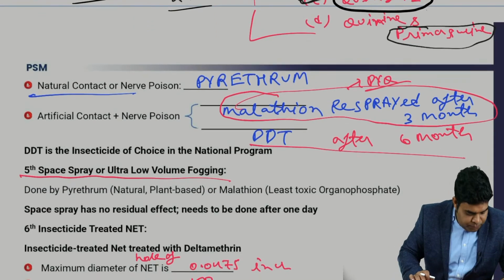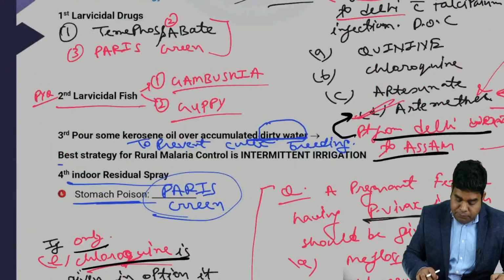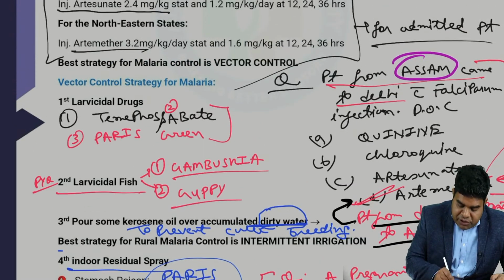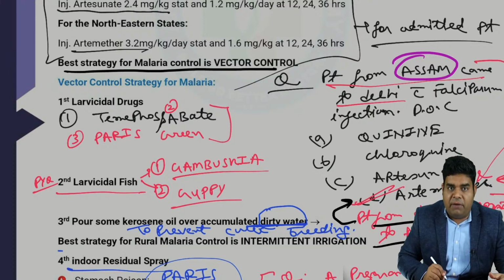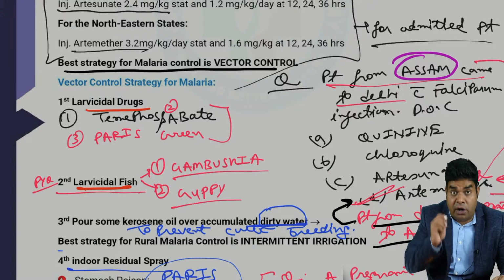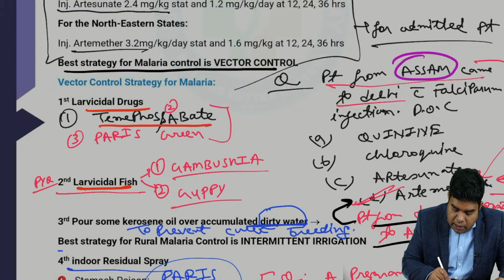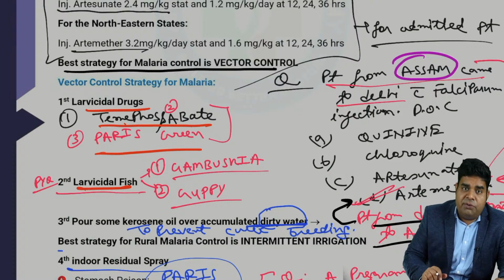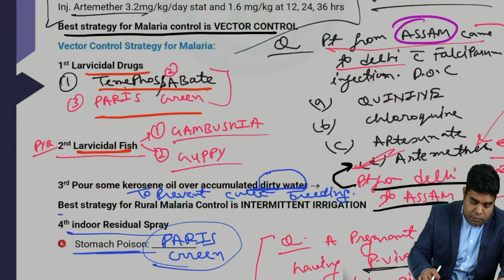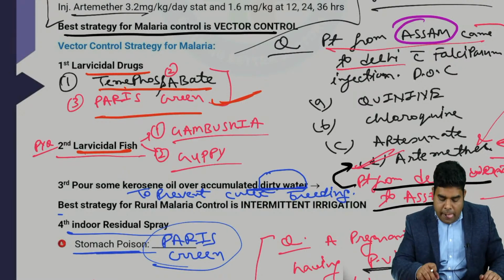Okay. Now, let's move to this other part of malaria control, the vector control thing. And do remember, what is the best strategy for malaria control? Vector control. For vector control, in recent exams, they have asked the fish and larvicidal drug name. Do remember, there are 3 larvicidal drugs: Temephos or Abate, and Paris green. And the larvicidal fish is Gambusia and guppy. So Paris green is the only insecticide which can kill larva as well as adult.